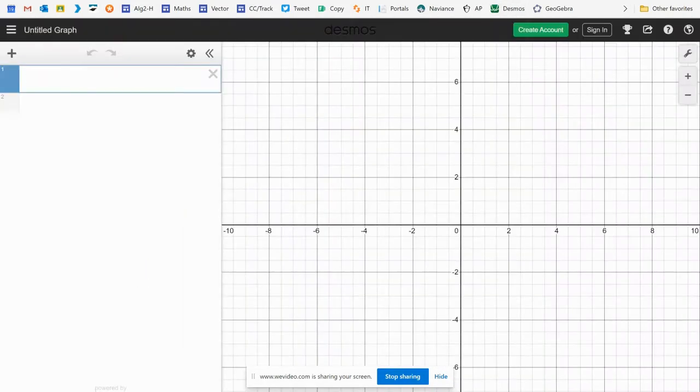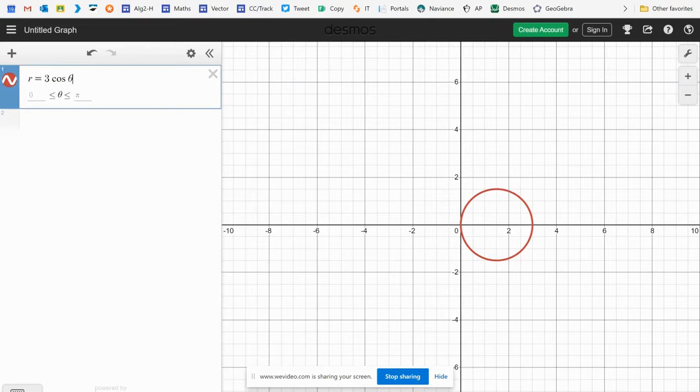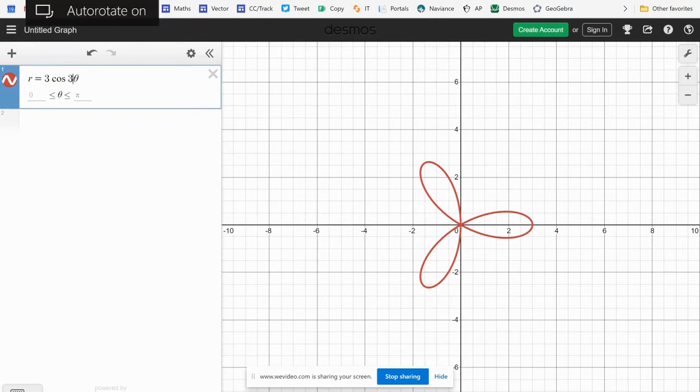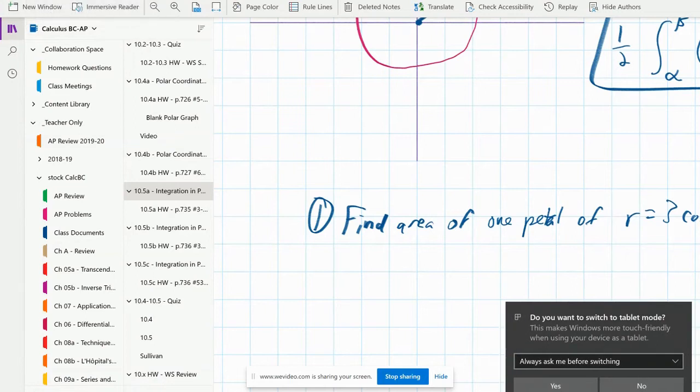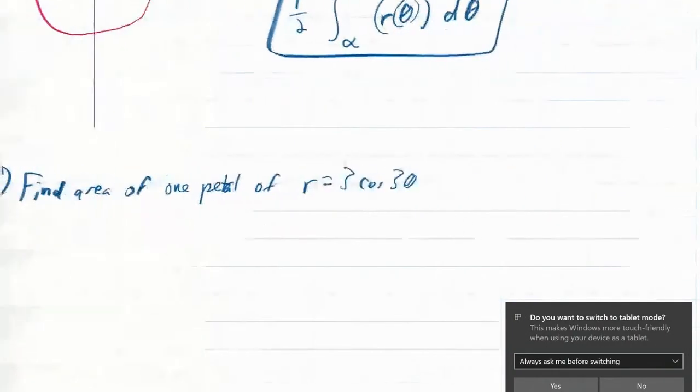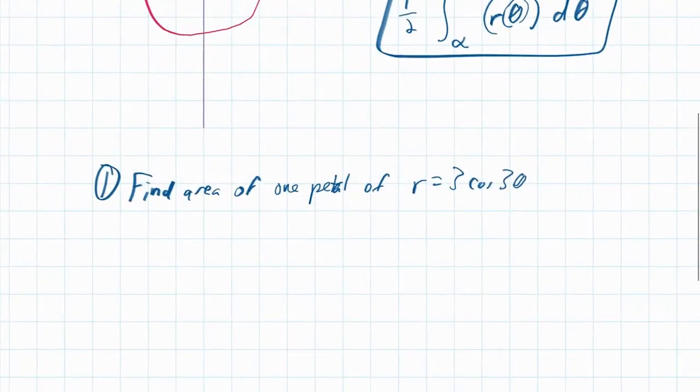Knowing that you can graph these by hand, I want to separate skills out and have it so that you can look at a single bit of it. R equals 3 cosine 3 theta, my bad, is this. So one petal, what does one petal of that look like? We're going to come back here and let's get 3 cosine 3 theta.